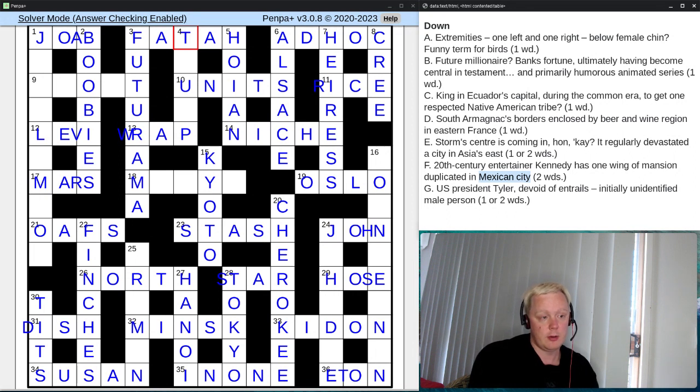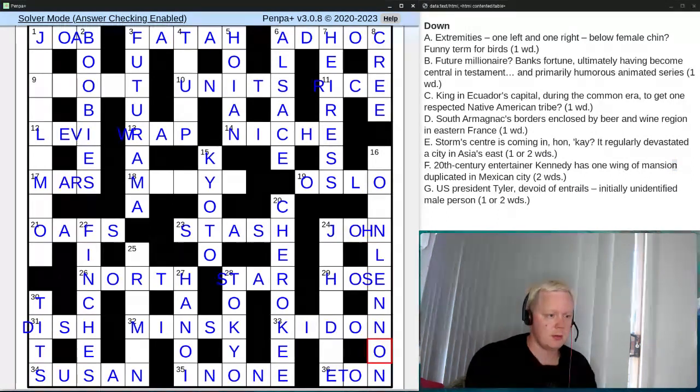Now, Leon is a Mexican city. And if you put NN inside it, this wing of the mansion, you would get Lennon, who was actually mentioned in this clue, right? John was the.